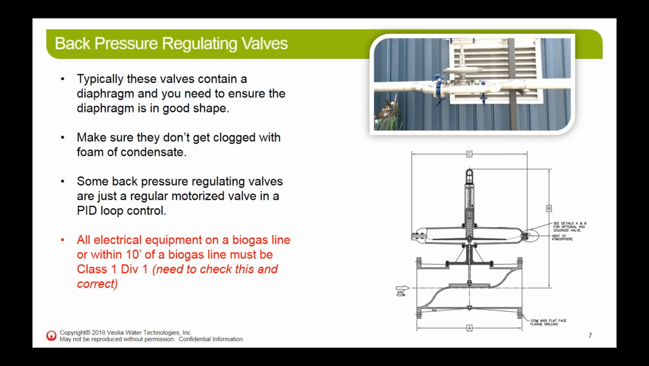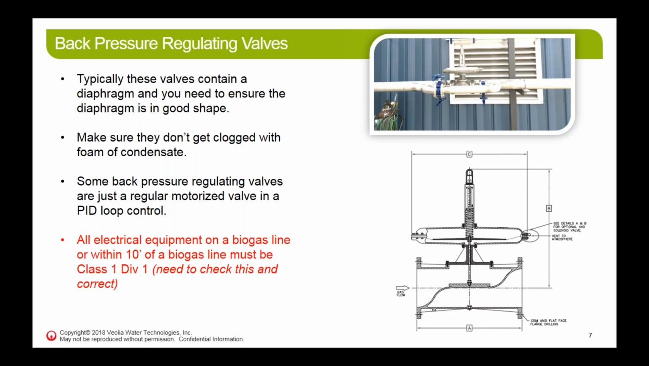The other thing that's typical in any type of anaerobic reactor is some sort of back pressure regulating valve on the biogas line. And these are typically diaphragm type valves. So you have to make sure that the sensing lines are not clogged and that condensation and foam don't get into these valves, or they don't work right. You can also have a regular control valve, a butterfly valve or V-notch valve, whatever, on a gas line with a pressure monitor and just have a PID loop operating there.